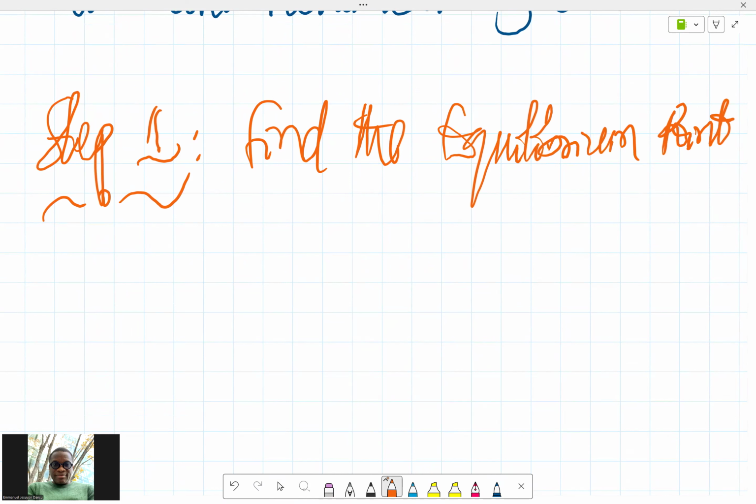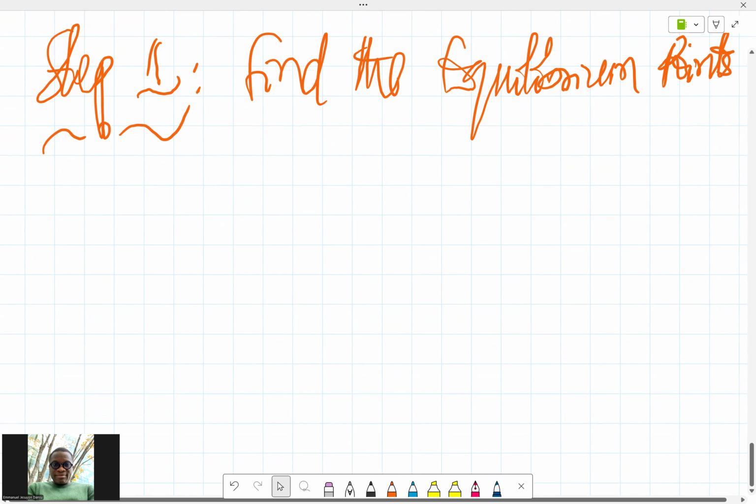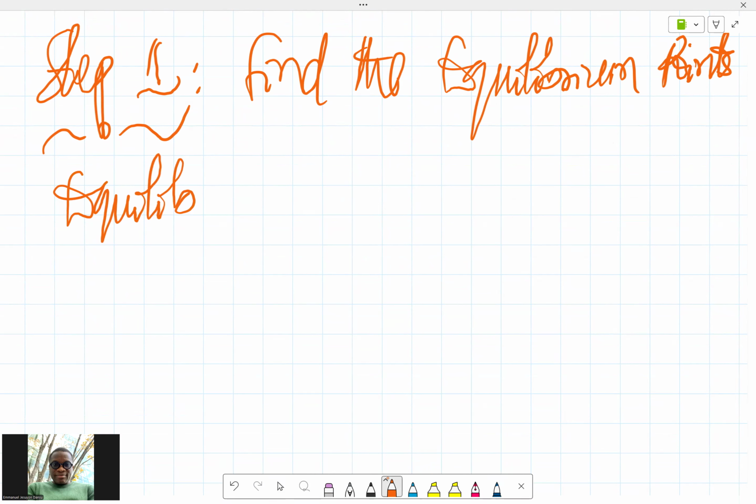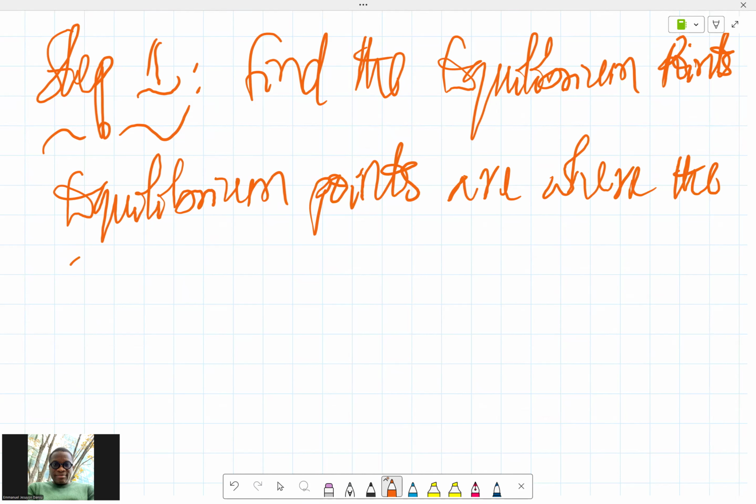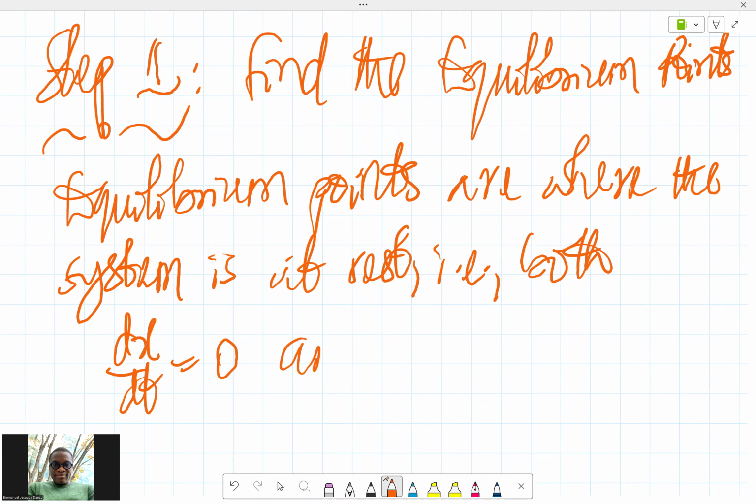Okay. And to find the equilibrium points, what do we do? Equilibrium points are where the system is at rest. That is, both dx/dt equals 0 and dy/dt equals 0.